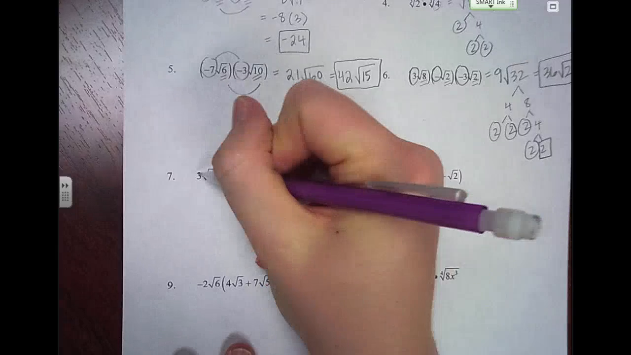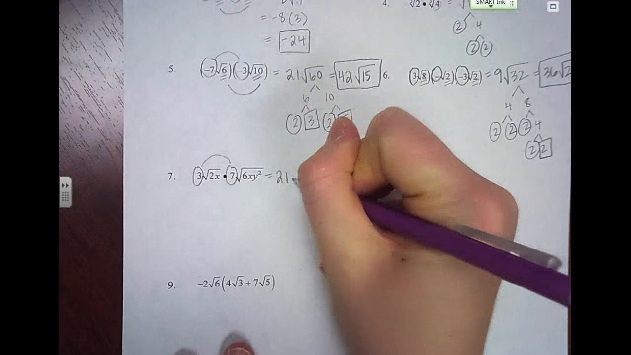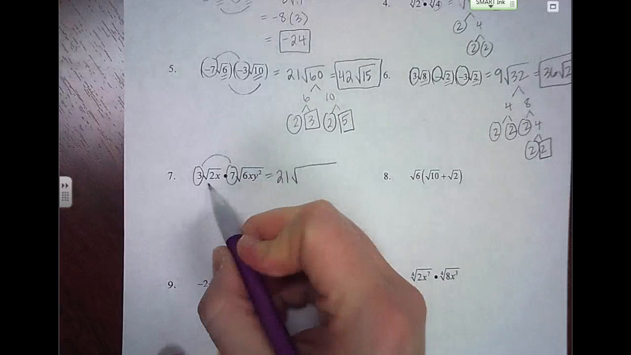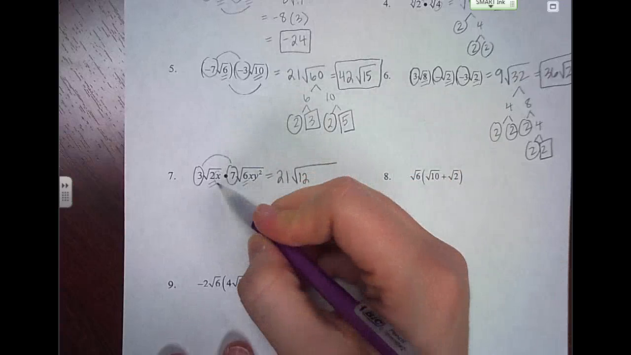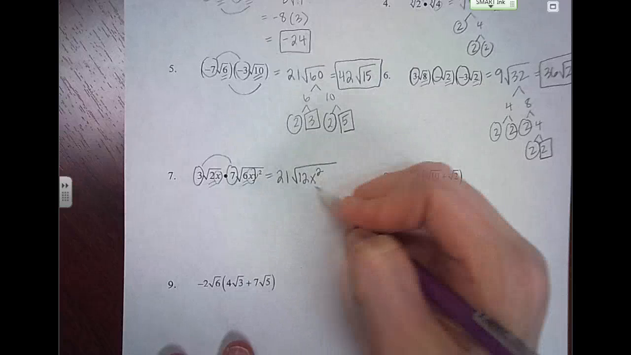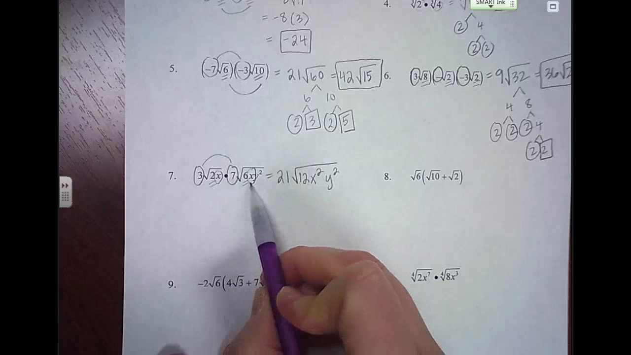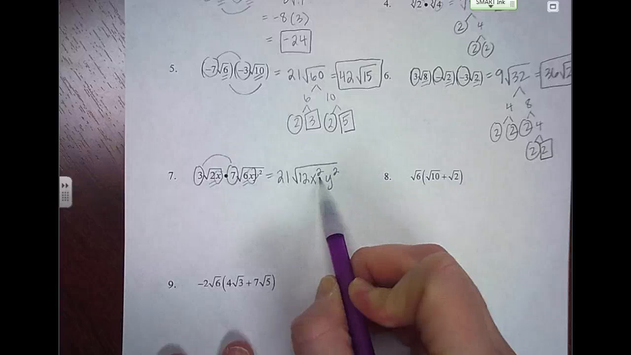So we're still going to multiply the numbers on the outside. 3 times 7 is 21. And then we'll multiply the numbers on the inside. So we have a 2 times a 6, that gives us 12. We have x times an x, that would be x squared, and then we have a y squared. So remember, when you multiply variables, you add the exponents. So I had 1x here and 1x here, so I added to get 2.